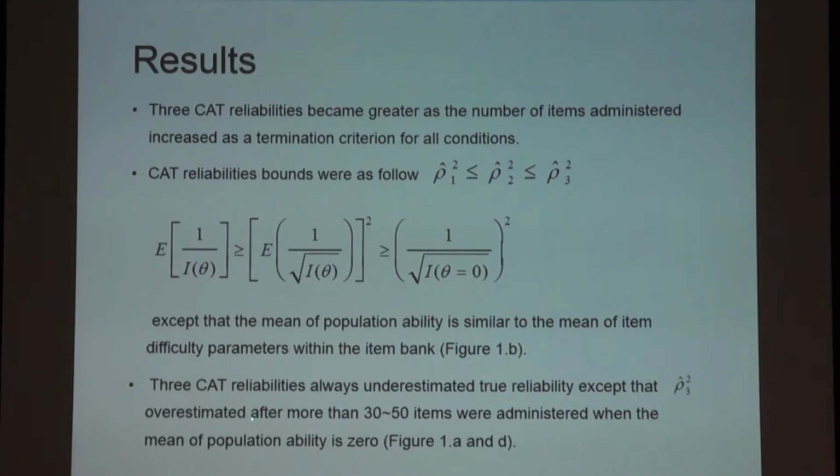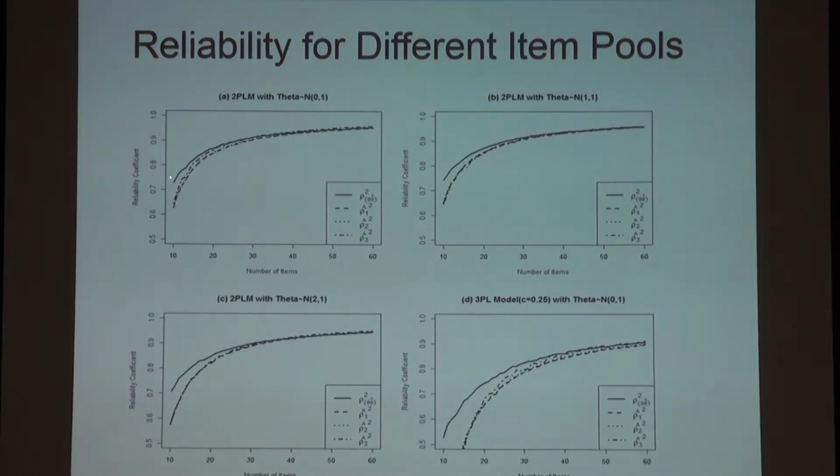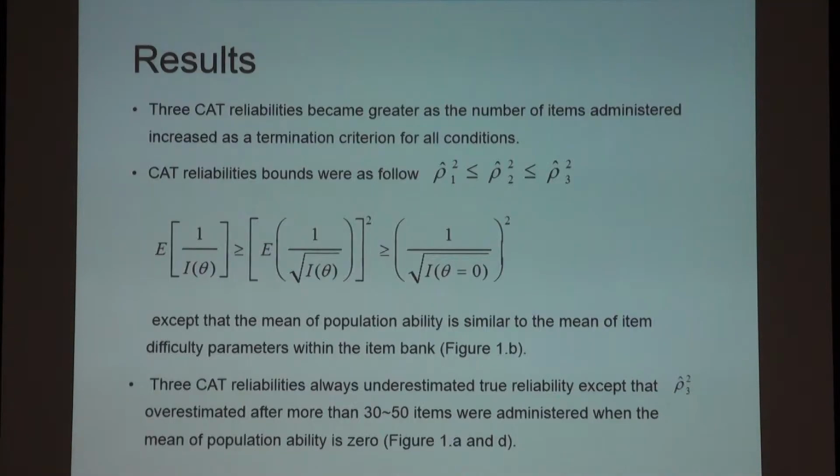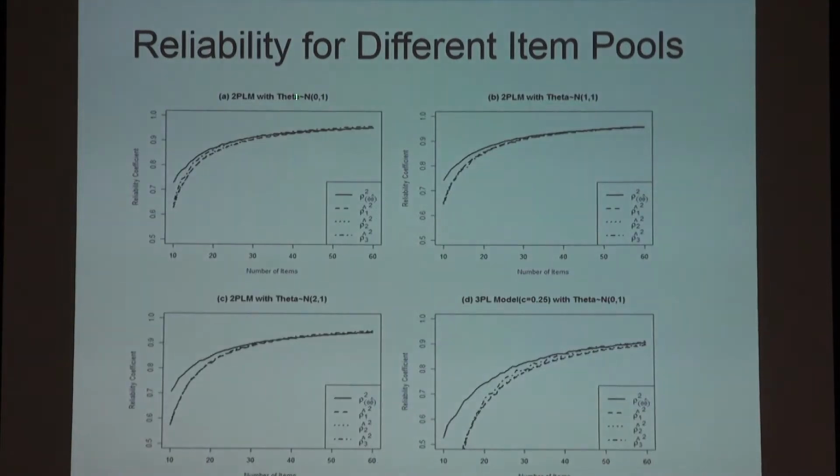Finally, three CAT reliability estimates always underestimate true reliability. As we can see, underestimate. Get that? Underestimate. Except that the Jensen inequality overestimates after more than 30 to 50 items were administered when the mean population ability is 0. Look at figure 1 D. Here, figure 1 D. A little bit even here, the short and long dot line overestimates true reliability.